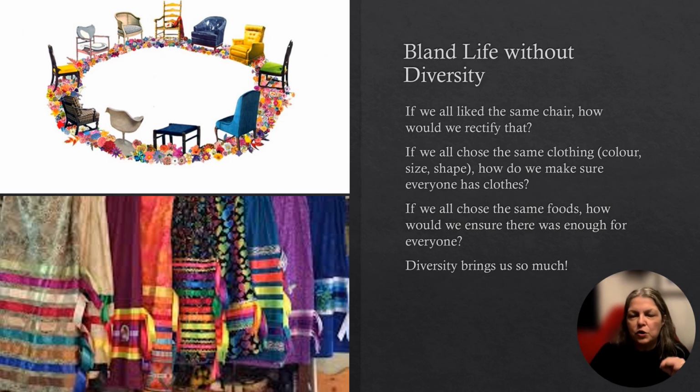What if we all chose the same clothing and the same color, size, shape? Then there would be no clothes. How would everybody get clothes? How do we clothe them? That's a qualitative question, right? Like, how would you make everybody equitable without screwing up systems? Or do we want to screw up the system? What if everybody chose the same foods to eat? How do we ensure that everybody's got enough food?